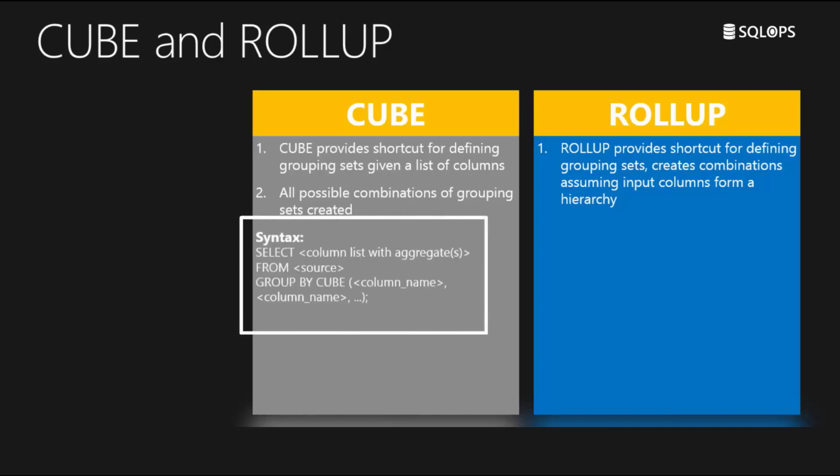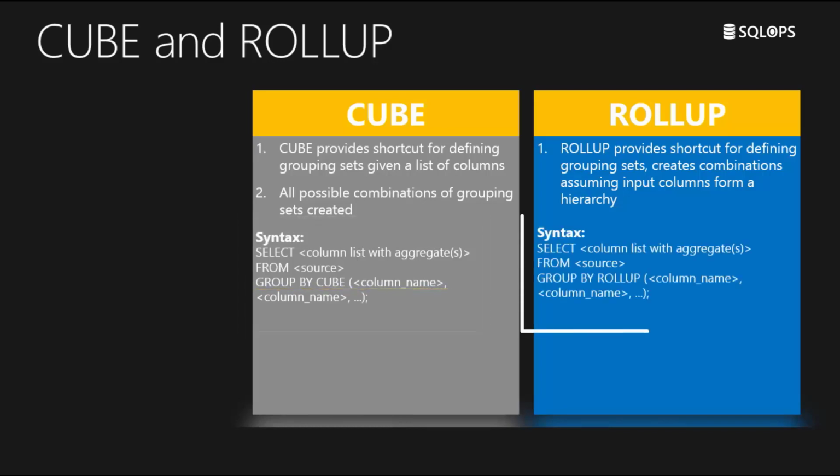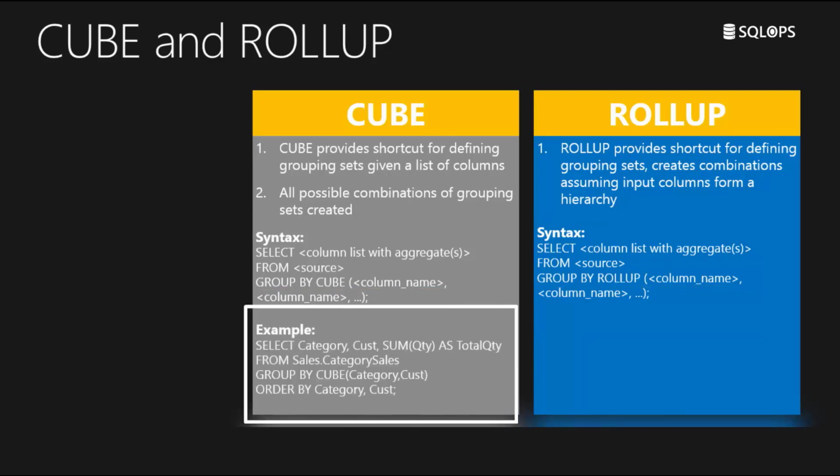To use CUBE, append the keyword CUBE to the group by clause and provide a list of columns to group. And to use ROLLUP, append the keyword ROLLUP to the group by clause and provide a list of columns to group. For example, to group on all combinations of columns, category and customer, you can use the CUBE subclause just like we did in this query.